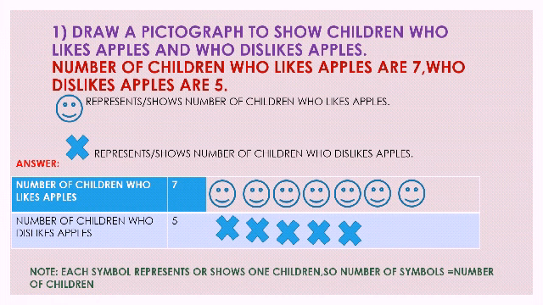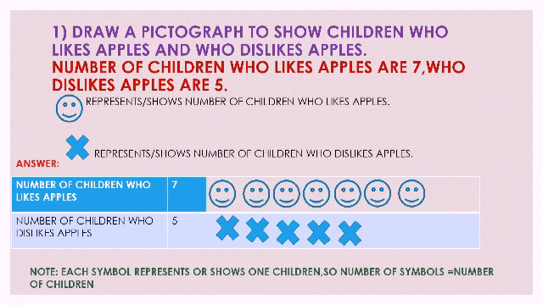So what are the numbers that are given? When you get these kinds of questions, you will always get some numbers. Okay, so let us find out. The number of children who like apples, how many children are given who like apples? 7. The number of children who dislike apples is 5. So there are 7 children who like apple. There are 5 children who do not like apple.